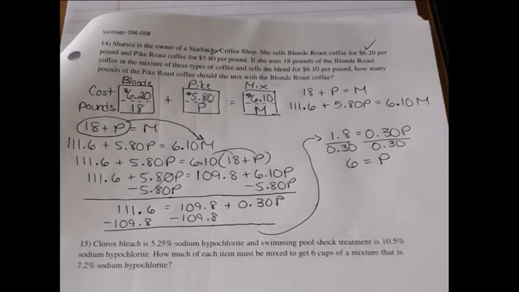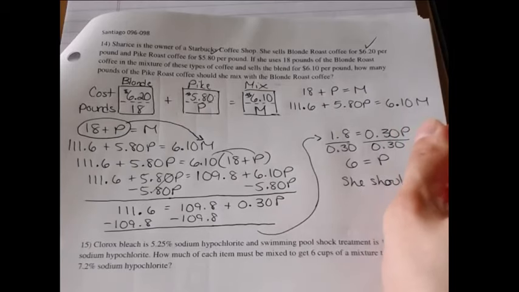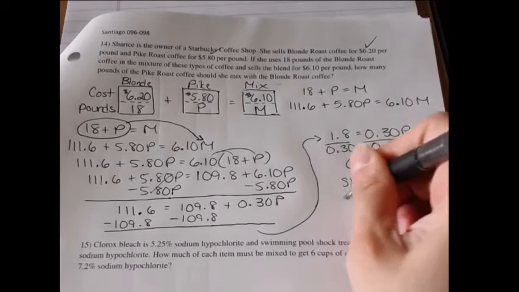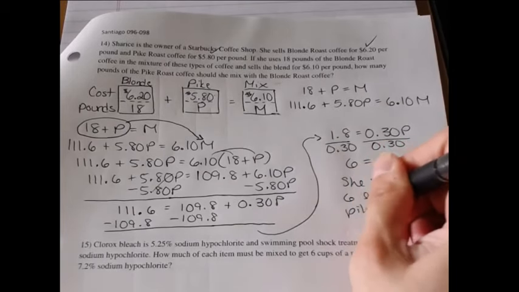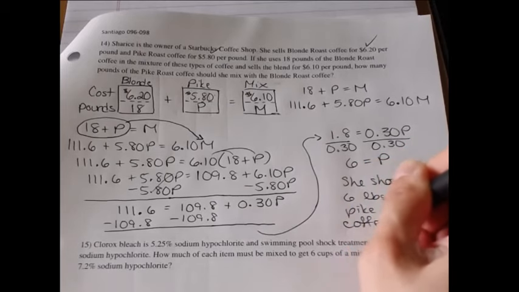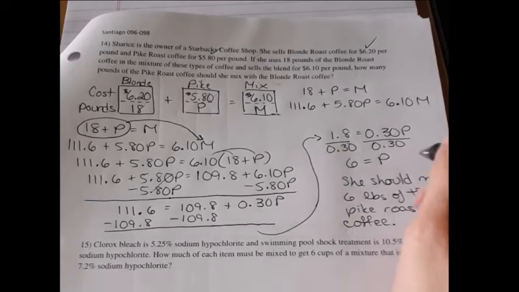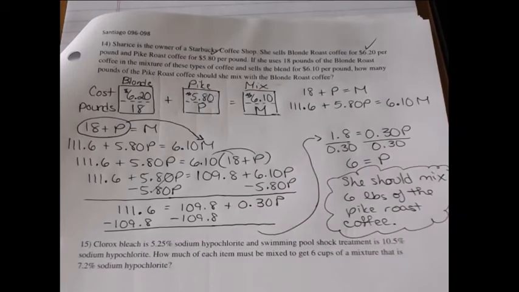So the question for this was, how many pounds of the Pike roast coffee should she mix with the blonde roast coffee? Well, we just figured it out. She should mix 6 pounds of the Pike roast coffee. Yeah, that's fine. And you're done.